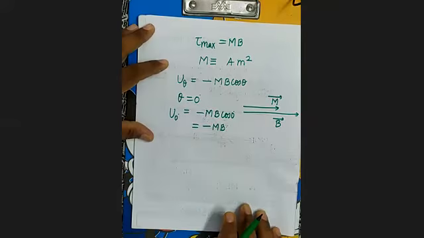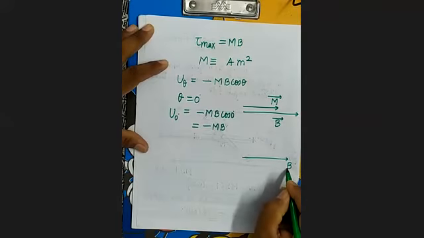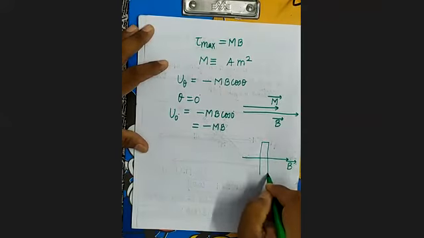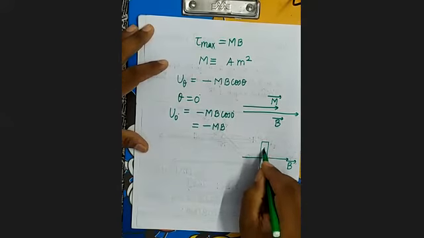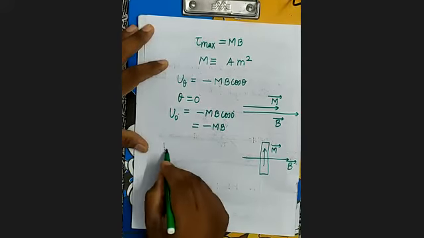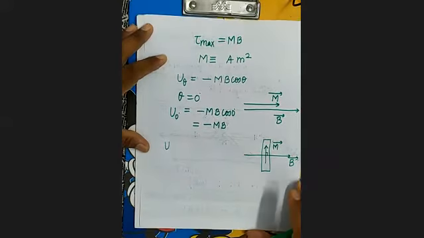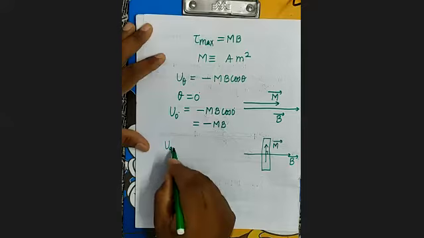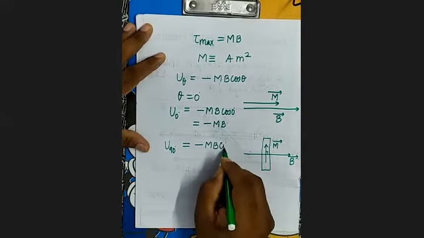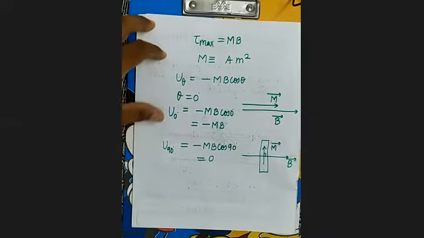It's clear. When the dipole is established in this way, normal to the magnetic field, here it is placed normal to the magnetic field. Magnetic moment vector is this. In this case, theta will be 90. So U at 90 degree equals minus MB cos 90, and cos 90 is how much? 0. So it will be 0.